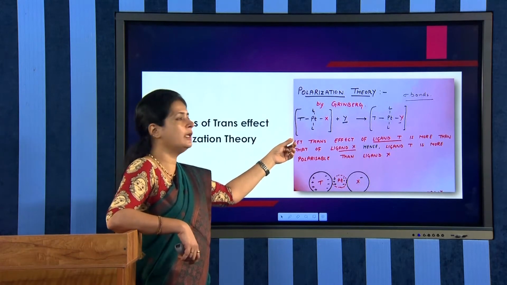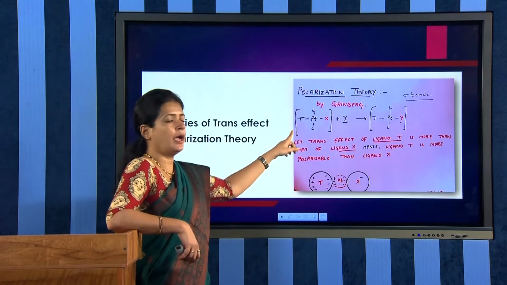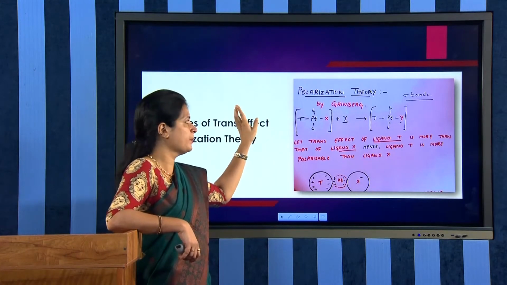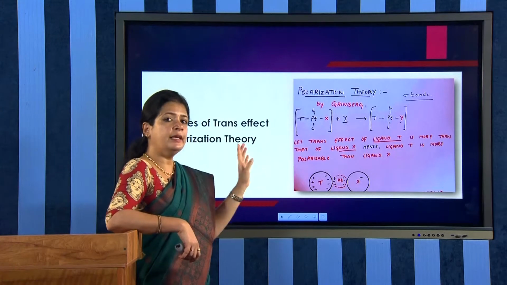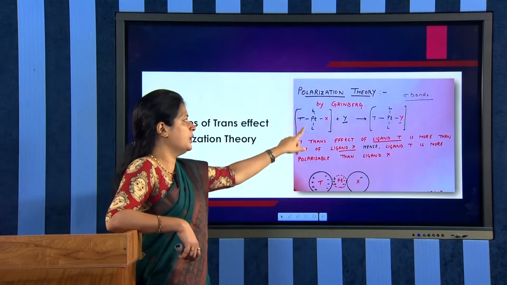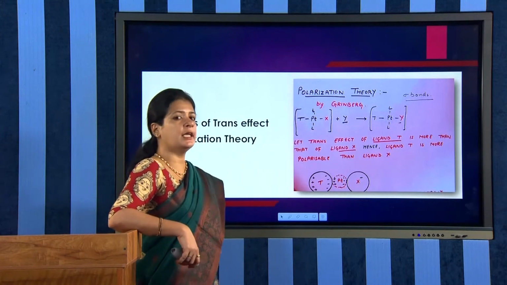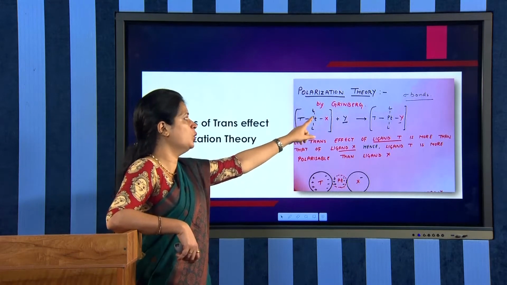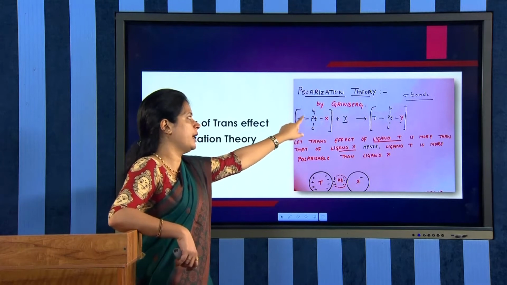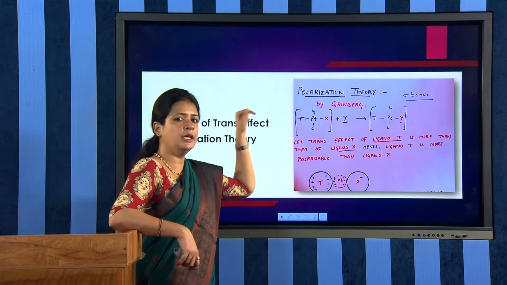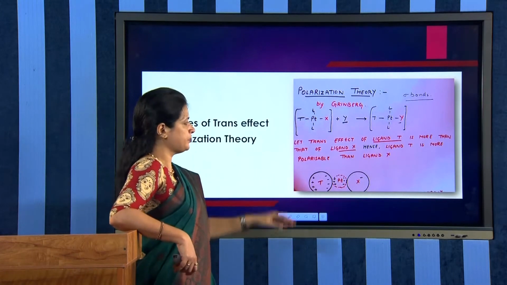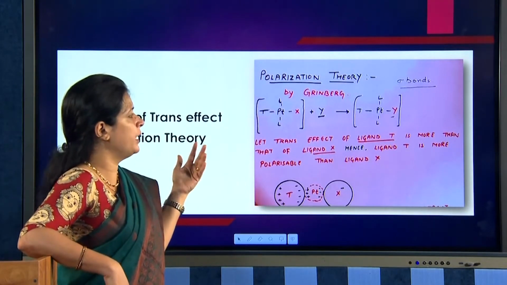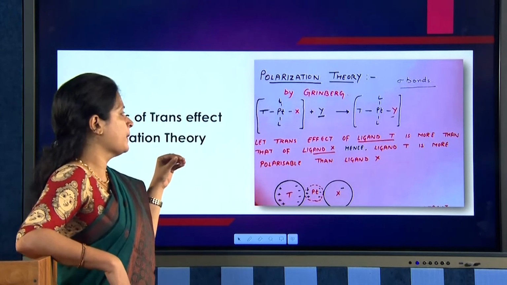Why have I written T and X? T is the ligand having the trans directing property, and X is the leaving ligand. If the initial complex reacts with the entering ligand Y, the product is Pt, L2, T and Y. See, X is being removed, and Y is entering the complex. So, this is a general reaction, and now how did he explain the polarization theory?